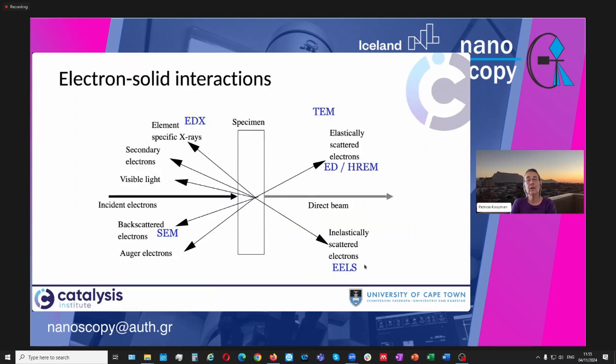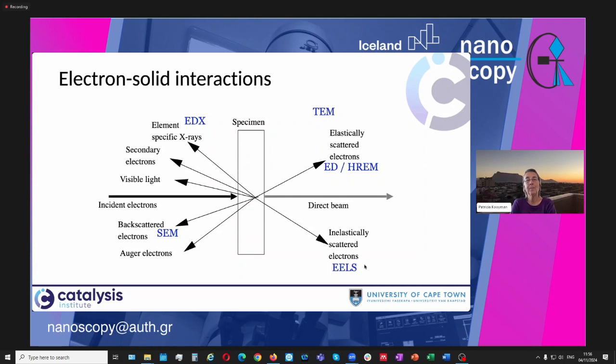And just briefly, if we go back to what kind of electron-solid interactions there are, we've got this very thin specimen here at the center, and then we've got the incident electrons that, of course, for a large part, just go straight through the specimen, which is the direct beam. So that's a beam that will give you a high contrast but low resolution image.